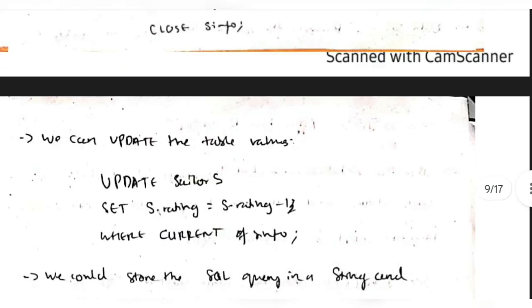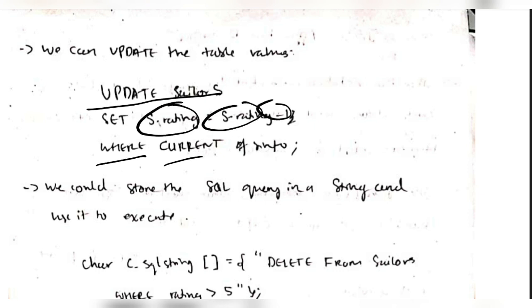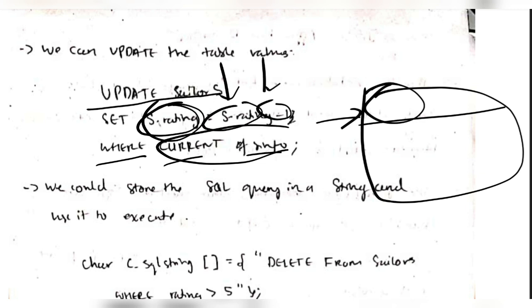To update the values, we can use update sailor s, set s.rating equal to s.rating - 1, where current of sinfo, meaning wherever the cursor is currently pointing to in the table, at that place update the s.rating as s.rating - 1. So at all those places, s.rating will become s.rating - 1. Next, for this row also it will make the change, and so on till the end.